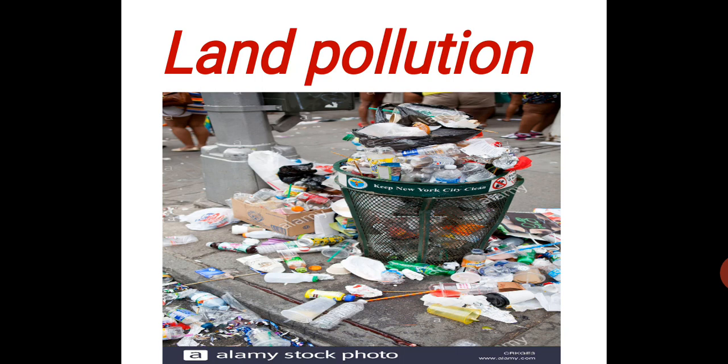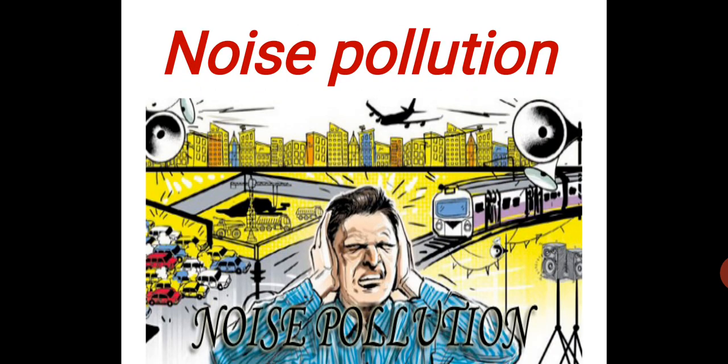Let's talk about another kind of pollution. Noise pollution. Can you see that guy? He's holding his ears, covering his ears. Why? Because the noise is too much. And this noise can affect your ears, can affect your hearing. This noise comes from engines, from machines in factories. It comes from animals, for example, the dog barking.